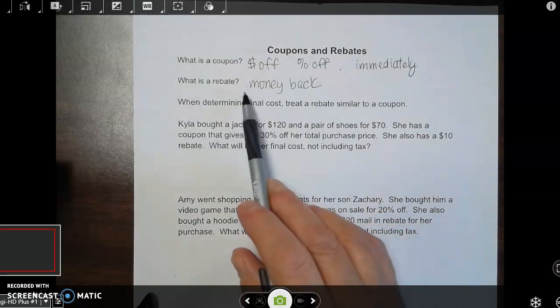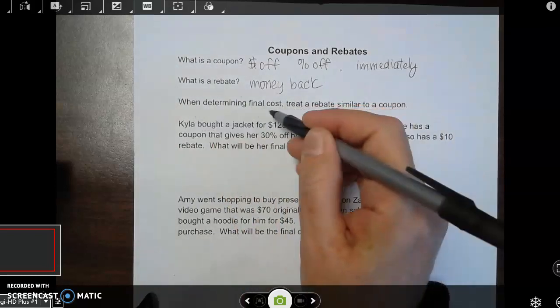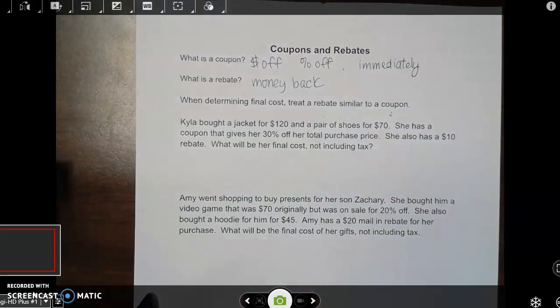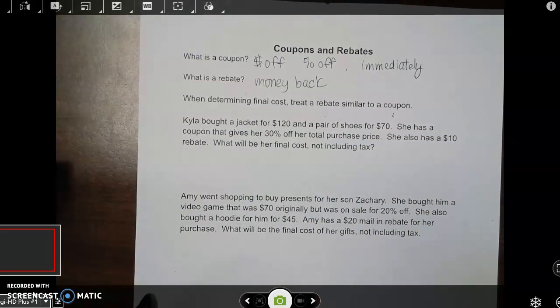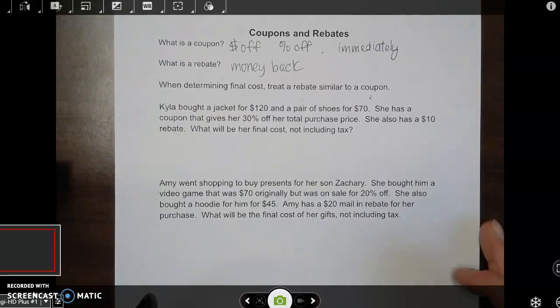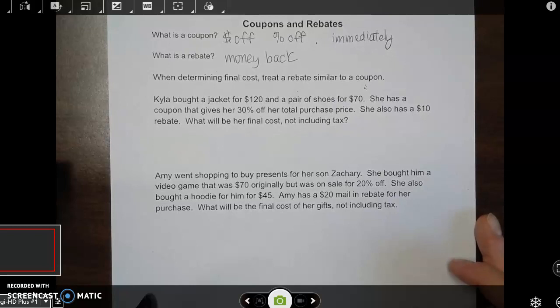So basically, when determining final cost, you're going to treat a rebate similar to a coupon. Just pretend it's like a coupon, because in the end, that's basically how it's going to end up working. It's like we would take more money off, or we would pay more money now and get a little bit more back. So it's like we didn't pay as much.